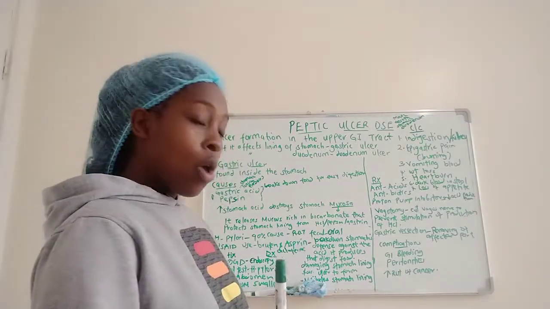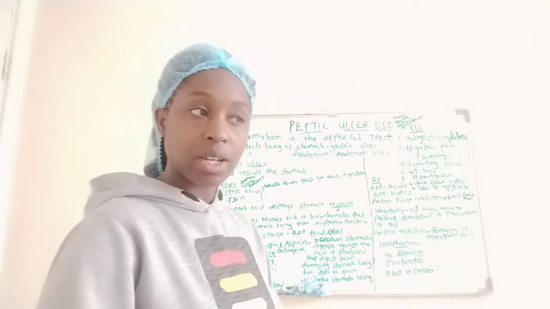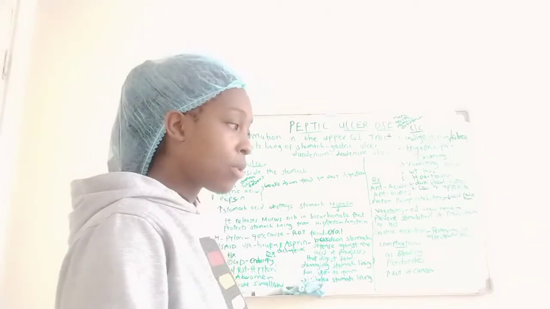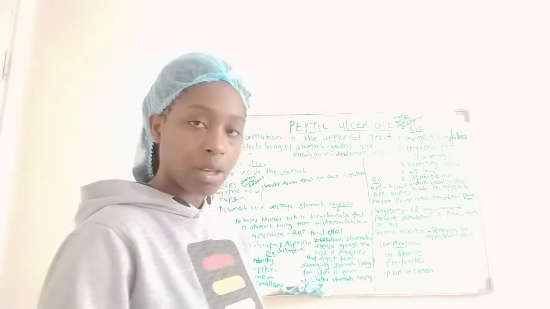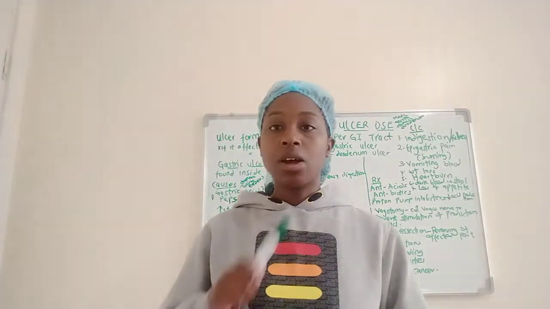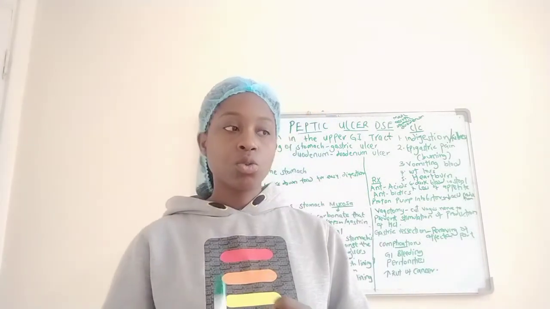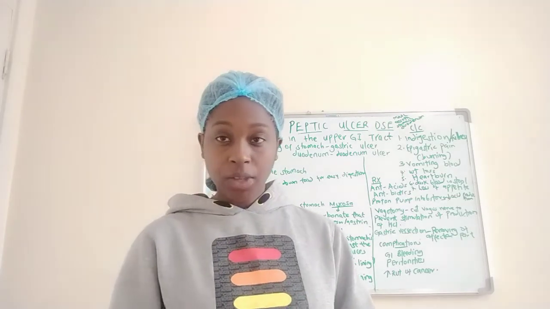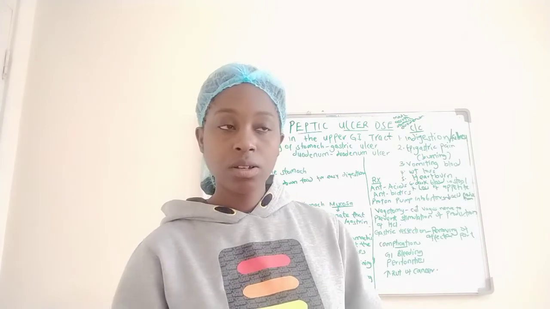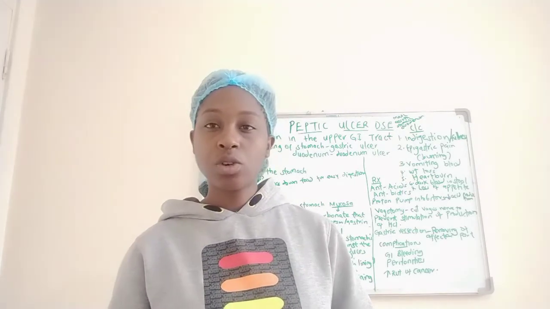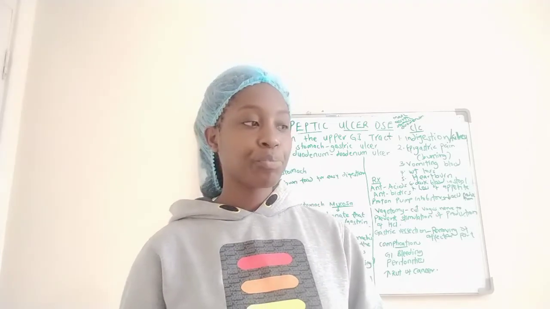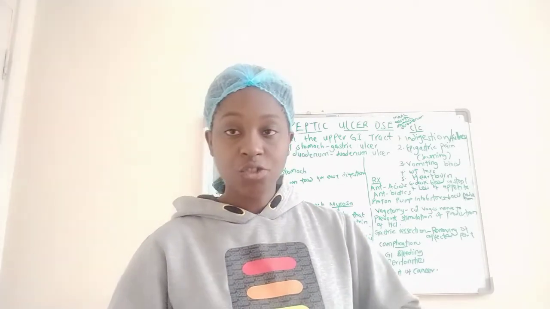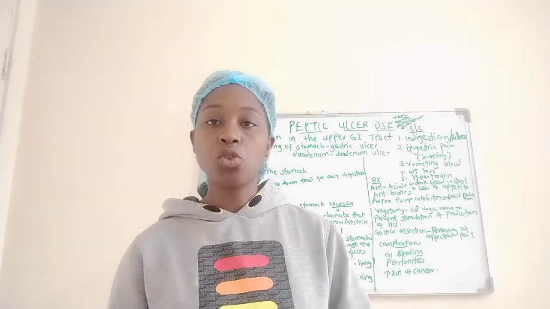So what is the prevention? How can we prevent getting a peptic ulcer disease? Number one, we said the cause is H. pylori bacteria, and we say that the mode of transmission is through the fecal to oral. So to avoid getting this bacteria, you have to practice hygiene. Mostly just treat your drinking water or boil it to ensure that all the bacteria is killed. And also practice hand hygiene. After visiting the toilet, make sure you wash your hands.